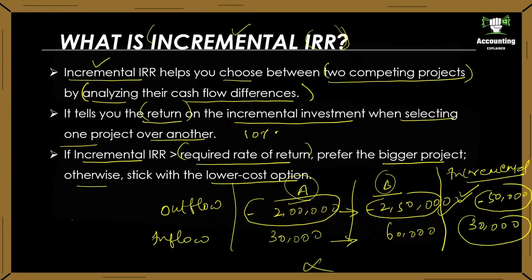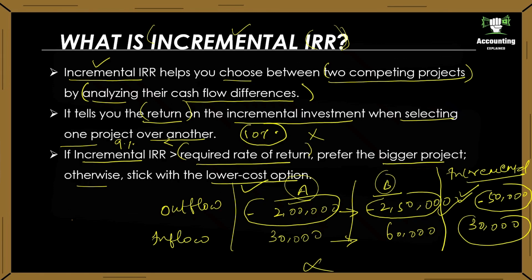Suppose in the question they have given 10% as the required rate of return and you have calculated incremental IRR as 9%. This is lesser than the required rate of return, right? So you will not accept project B. You will accept only project A.